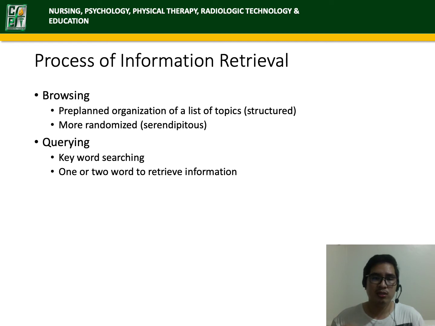ang gusto mo is sumasanga yung search mo. For example, you search primarily about autism, then maya-maya, nagbra-branch out na yung searches mo just by starting with a single topic. Okay? Then we have querying. We use keywords such as important variables in your title, and sometimes you also use one or two words that represent your title or your subject matter.